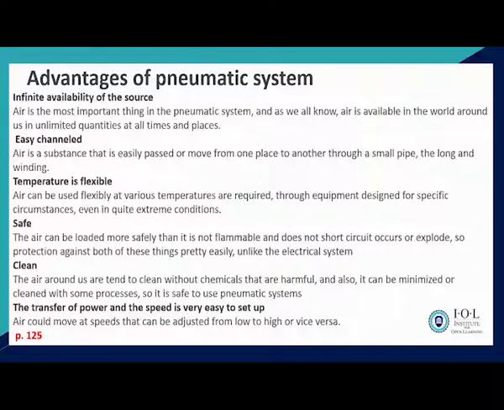Also, another advantage is cleanliness. Unlike grease, air is clean. And the other advantage is the power and the speed. The transfer of power through air is very easy to set up. You can refer to page 125 of your study guide for further advantages of the pneumatic system.